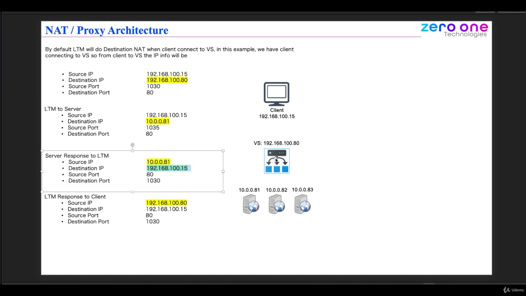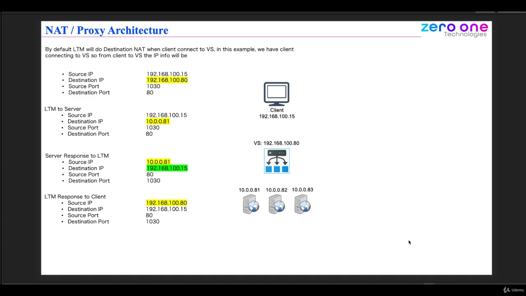This response will hit the BIG-IP. Here, the BIG-IP will change the source. It will be 100.80. Because we are on the client side now, if you check the first packet, source .15, destination .80. So the response to this packet should be coming from .80. So when the LTM sends the response back to the client, the source will be the virtual server, and the destination will be the client itself.